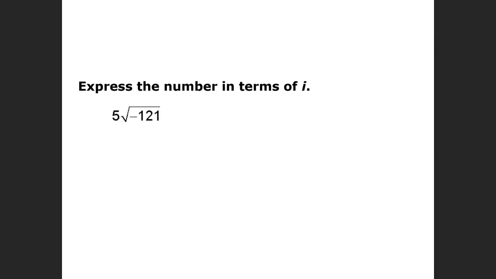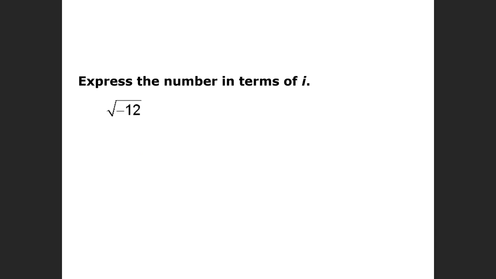All right, so let's simplify a few. If I gave you something like 5 times the square root of negative 121, I would just rewrite this as 5i square root of 121. The negative inside makes this an i. And then that would just be 5i, and then the square root of 121 is 11, so this would just be 55i. So nothing changes except when you have that negative inside a radical. It just means that it's going to be an imaginary number.